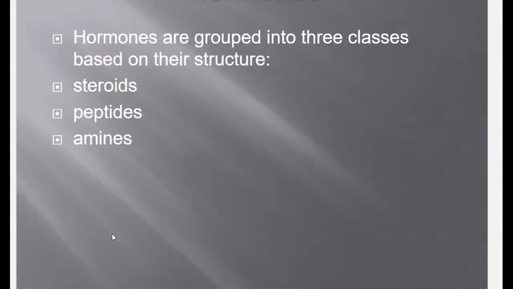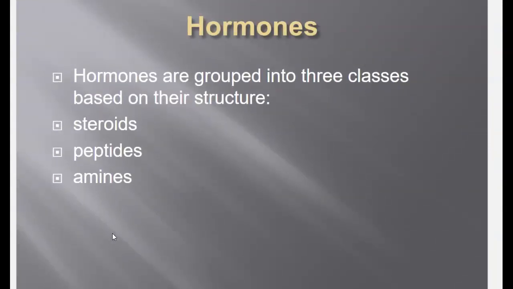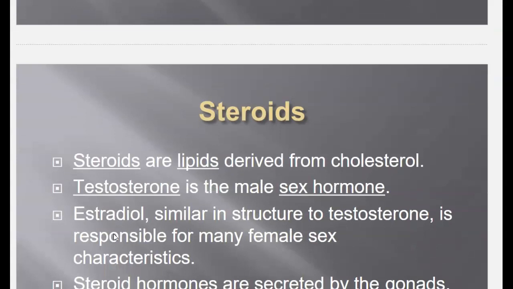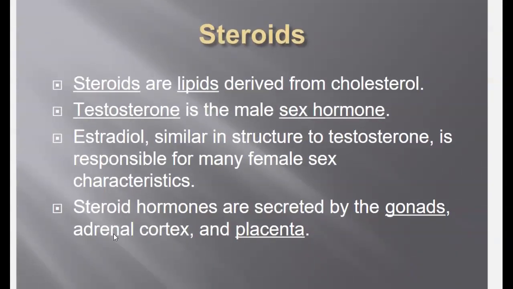So when we look at hormones, we put them into three groups based on their chemistry: steroids, peptides, and amines. Steroids are able to pass through the cell membrane because they are of the same chemical class as the phospholipids. They're lipids themselves. They are produced from a precursor molecule of cholesterol, and then the body takes that and makes all of the steroids that it needs.